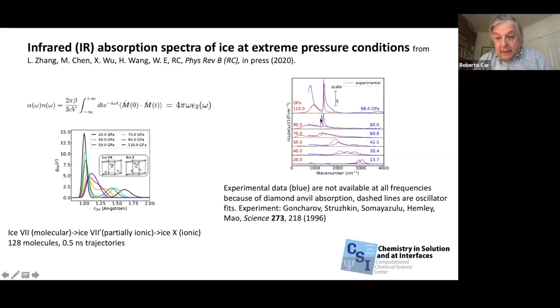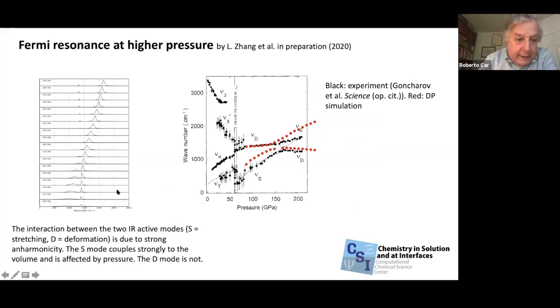But overall, there is rather good agreement in the change of the spectrum that we obtain from our simulation and experiment. I want to discuss just the last part. Then we went to higher pressure. And that is something I'm quite excited about at the moment.